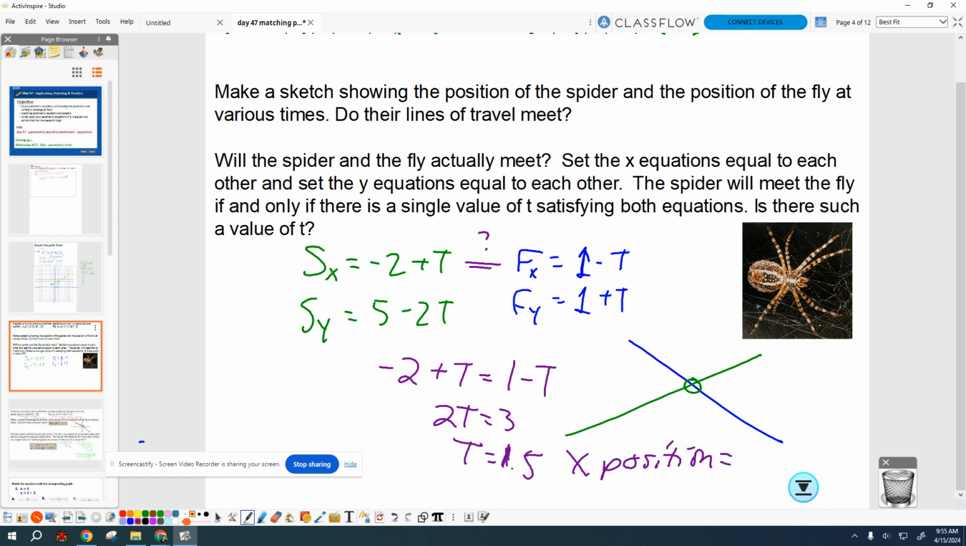Okay, at 1.5 seconds, they're gonna be horizontally in the same spot. In 1.5 seconds, 3 over 2 times 2 is -3. So the Y value of the spider is gonna be 2, and the Y value of the fly is gonna be 2.5. So the fly just gets away.